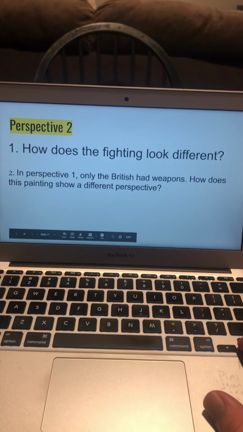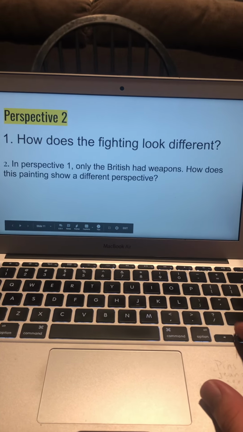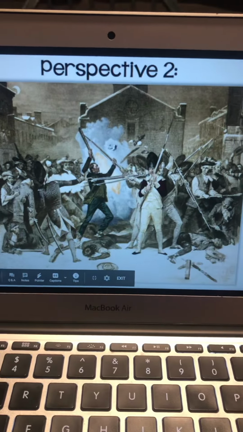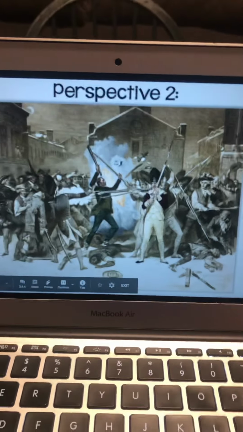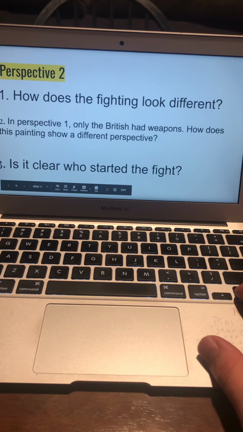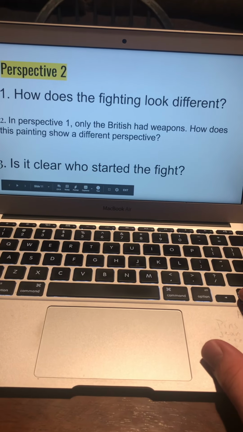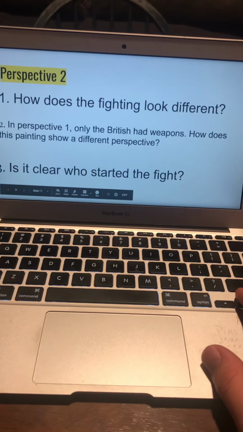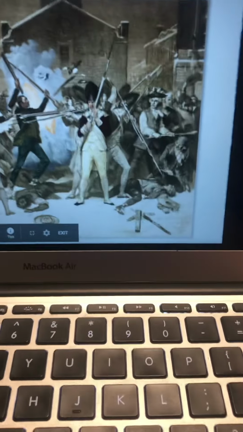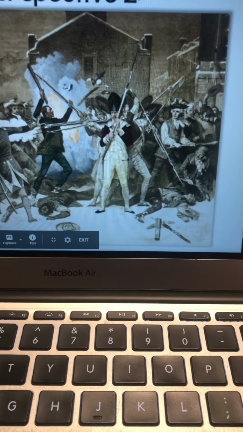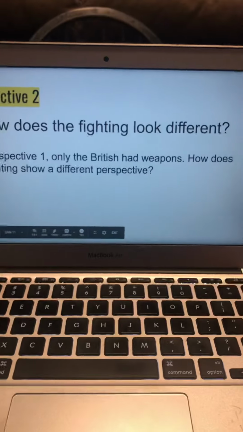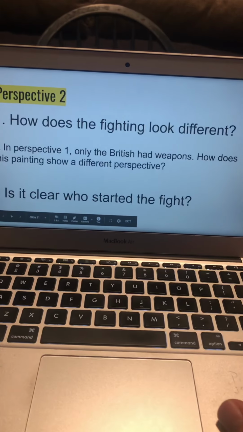So in perspective 1, only the British had weapons. How does this painting show a different perspective? Look, it looks like they both have weapons. And finally, is it clear who started the fight? From this image, it is not clear. It does look like the colonists egged them on while the British were just kind of trying to hold their ground while these guys were on attack. So you could say the colonists looked like they were starting the fight.